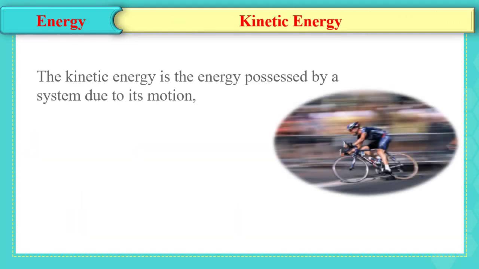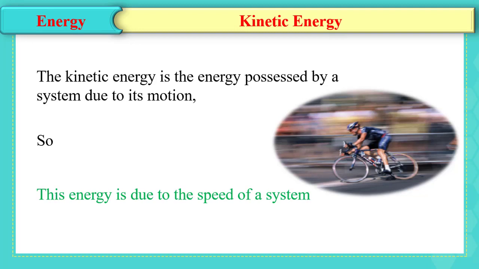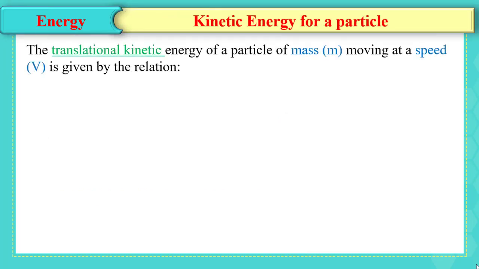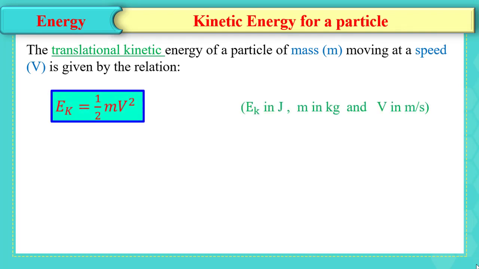Kinetic energy. The kinetic energy is the energy possessed by the system due to its motion. So, this energy is due to the speed of a system. For a particle of mass m moving at speed v in a translational motion, the kinetic energy is given by half m v squared, where kinetic energy is measured in joules, mass in kilograms, and v in meters per second. Now, if the particle is at rest, the kinetic energy will be zero.